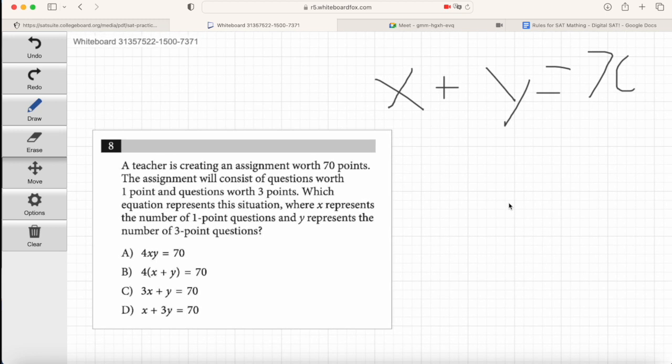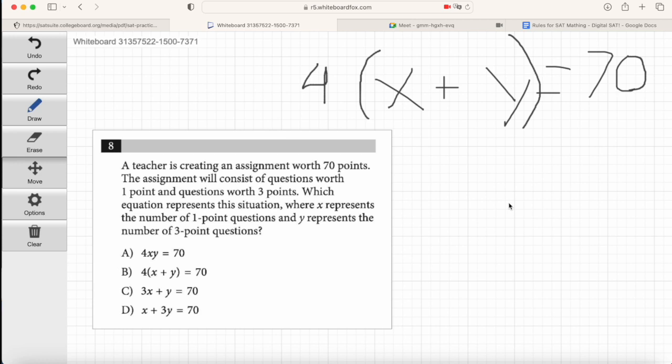Now, I'm looking at the answer choices here, and I don't see the equation that you structured. I'm thinking one of the 4s is going to be one of the answers. I'm leaning more towards B.